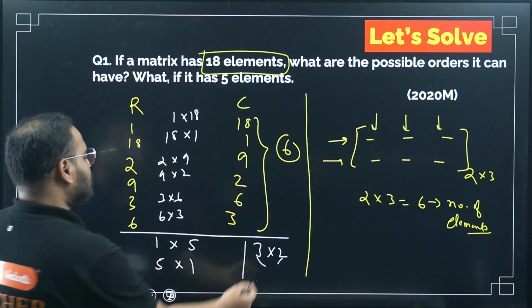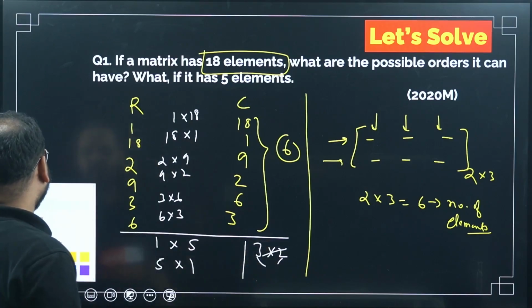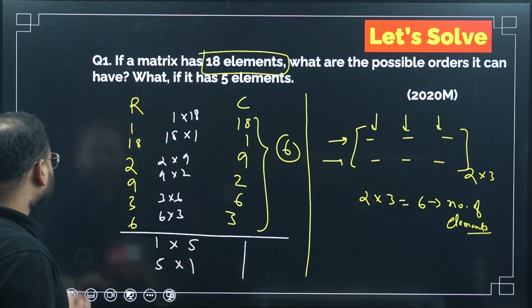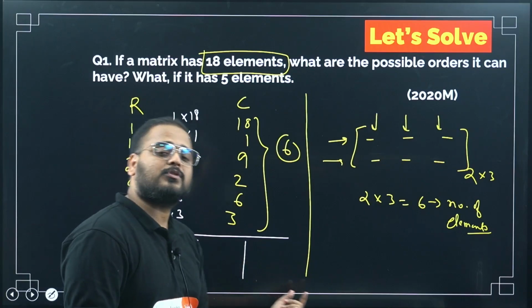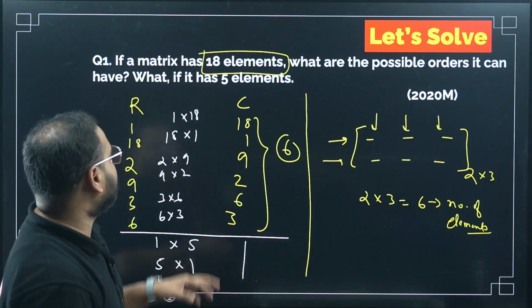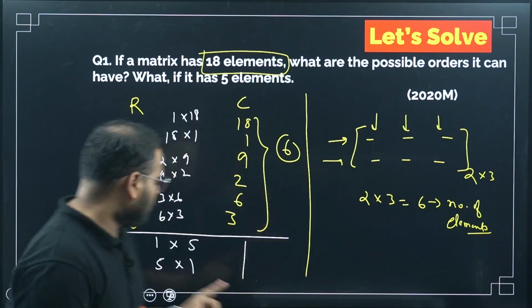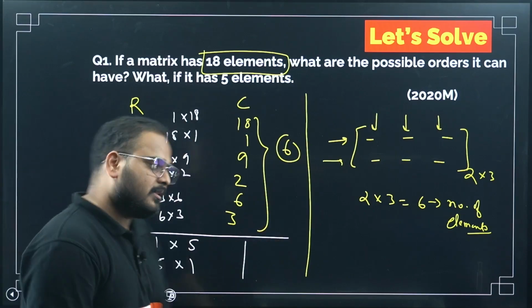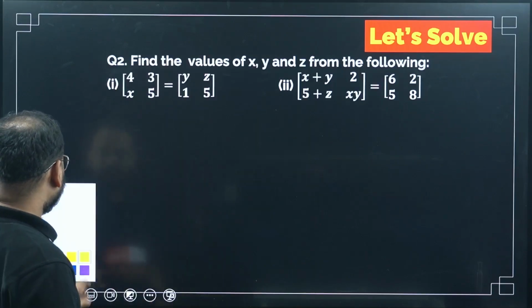Okay, 3 cross 2 is not possible. If you are thinking that way, please do not have this misconception. We don't add the sets, we don't add the number of rows and columns, we multiply to get the number of elements. So if it has 5 elements, it means 1 row 5 columns, or 5 rows 1 column. Simple. Okay, let's move on.